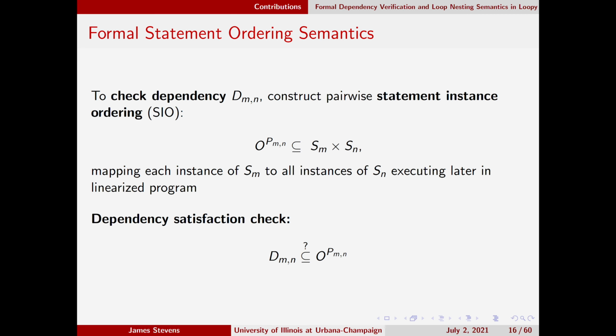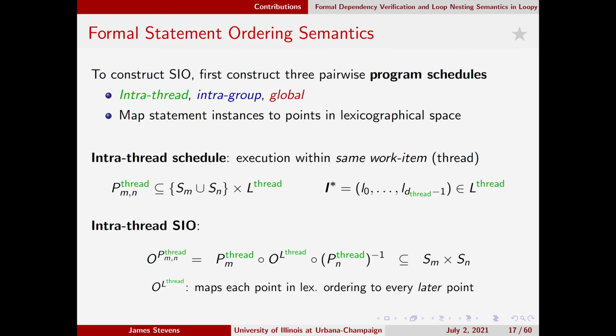Now I will describe how we actually construct this pairwise SIO. Given an ordered program, we first build three pairwise program schedules that together express the ordering of statement instances. Each of these is a relation mapping statement instances to points in a lexicographical space. The lex space is just a set of integer tuples on which we're going to impose an ordering. We refer to the first mapping, p_thread, as the intra-thread schedule because it describes the ordering of statement instances executing within the same work item or thread.